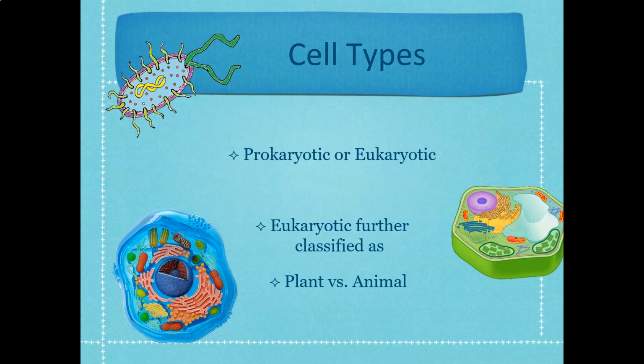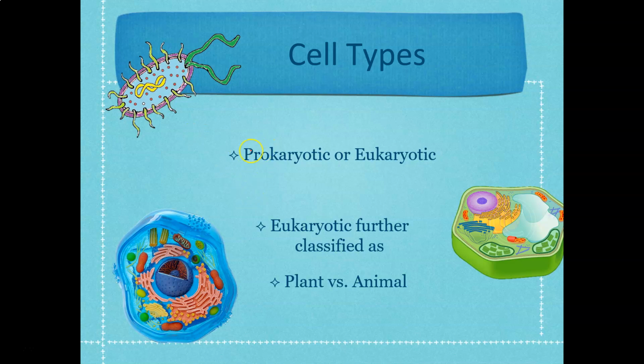So let's start talking about cell classification here. When we look at cells, they really come in a handful of categories. The first thing we look at is: is it a prokaryotic cell or is it eukaryotic? If you remember talking all the way back in the first unit, what's the difference? Prokaryotes lack a nucleus. Eukaryotes have a nucleus.